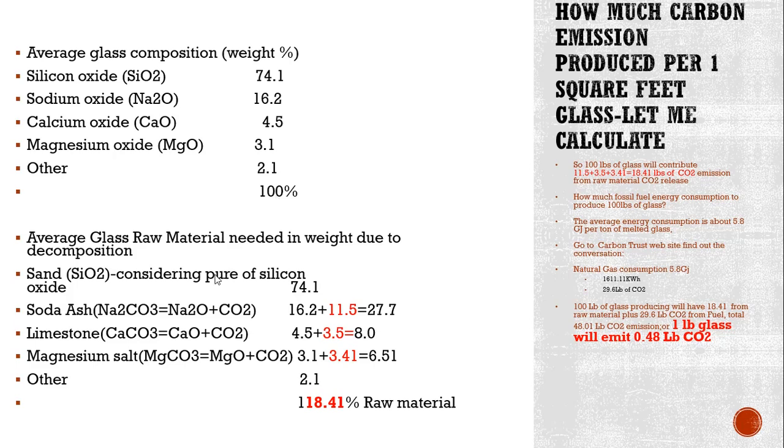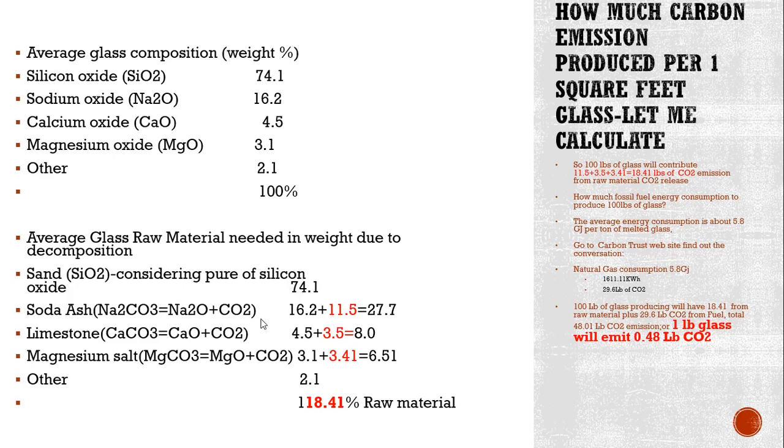But if you want to produce the glass, you need to use raw materials. For example, for silicon, we have to use sand. Considering the sand is pure, we still use 74.1 pounds to produce 100 pounds of glass. Our soda ash, we need to use 27.7 pounds. Our limestone, 8 pounds. Our magnesium salt, you need to use 6.51 pounds.